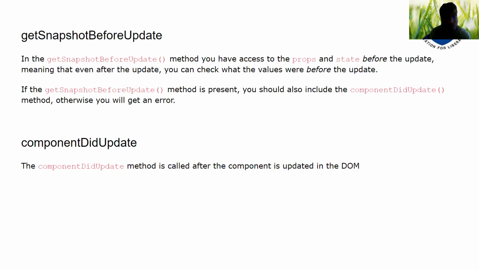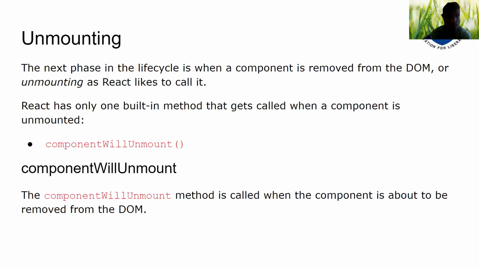getSnapshotBeforeUpdate. In the getSnapshotBeforeUpdate method, you have access to the props and state before the update, meaning that even after the update, you can check what the values were before the update. If the getSnapshotBeforeUpdate method is present, you should also include componentDidUpdate. Otherwise, you will get an error. componentDidUpdate. The componentDidUpdate method is called after the component is updated in the DOM.